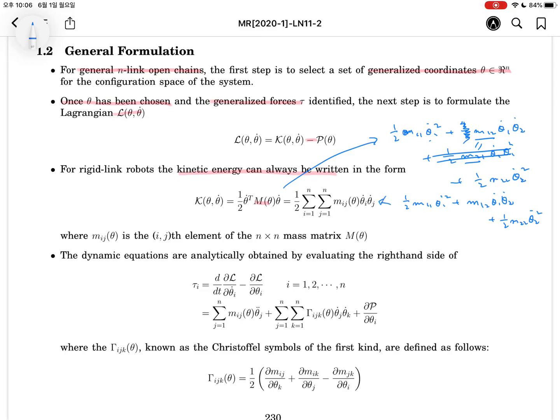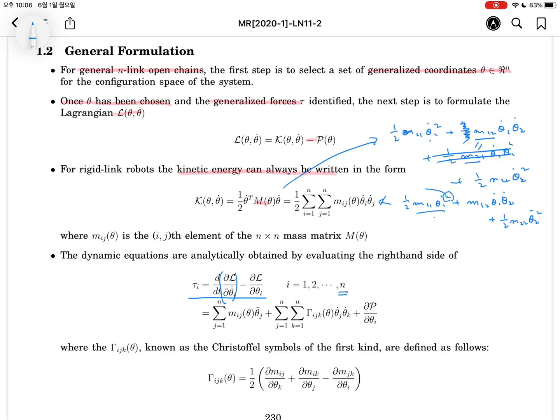Okay, it can be written using two kinds of summation. It must be the generalized form of kinetic energy. Here let's take the Lagrangian from 1 through the last element n. At the time, take the time derivative, take the partial L, partial theta dot.